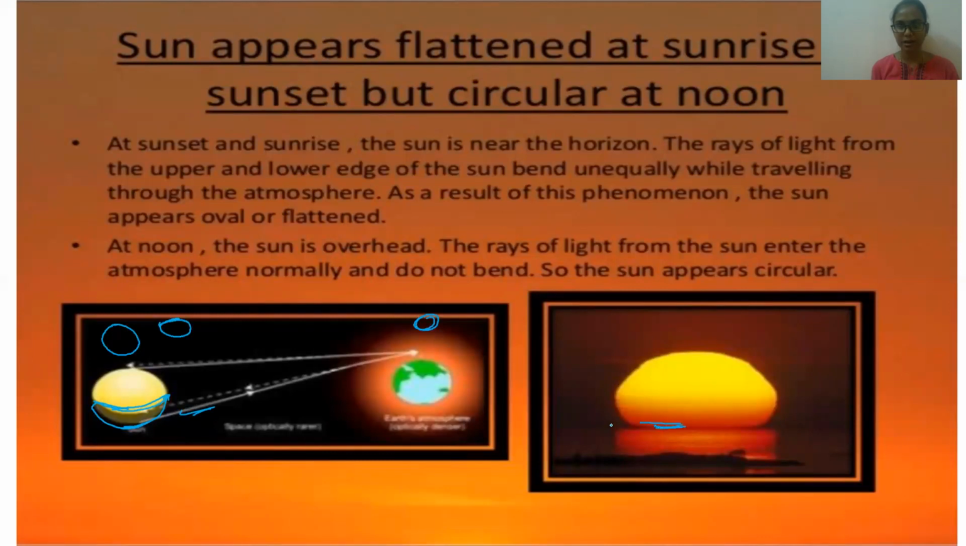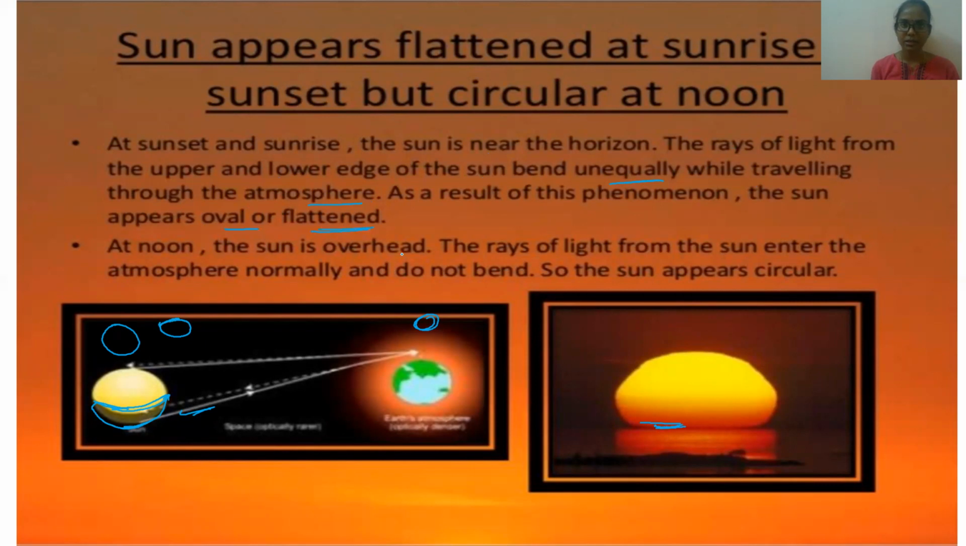This end will be flattened, right? That is because of atmospheric refraction. For the sun near the horizon, rays of light at the upper and lower edge of the sun bend unequally while traveling through the atmosphere. As a result of this phenomenon, the sun appears like an oval or flattened.